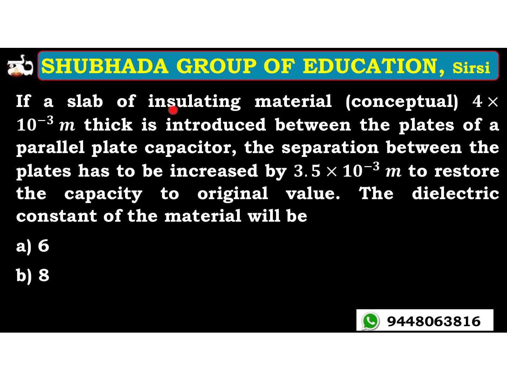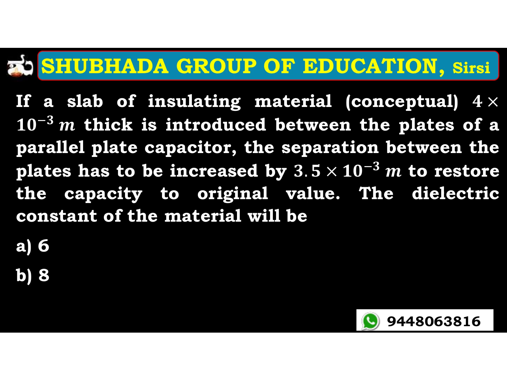If a slab of insulating material of 4 into 10 to the power of minus 3 thick is introduced between the plates of a parallel plate capacitor, the separation between the plates has to be increased by 3.5 into 10 to the power of minus 3 meter to restore the capacity of the original value. The dielectric constant of the material will be, is the question. They are expecting the value for K here.